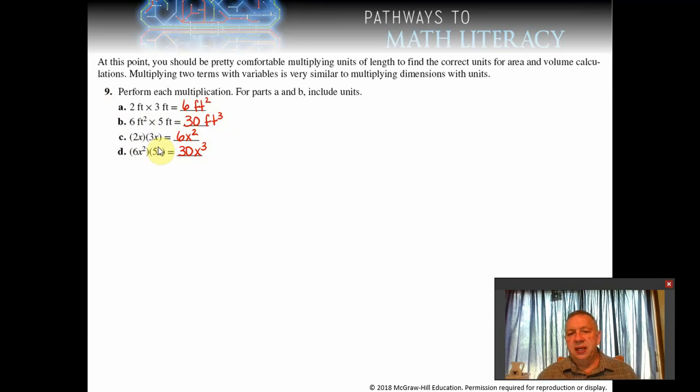Here's just simple multiplication. 2x times 3x is 6x squared. 6x squared times 5x, that's the 30, and multiplication is easy. I just add up the exponents. 2 of these, 1 of these, that gives me the x cubed.